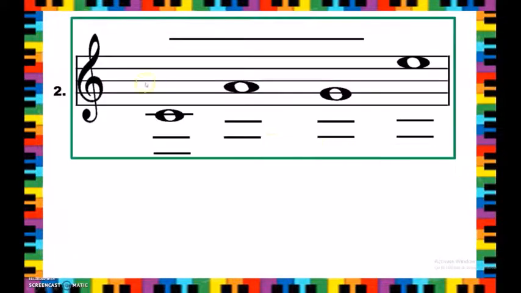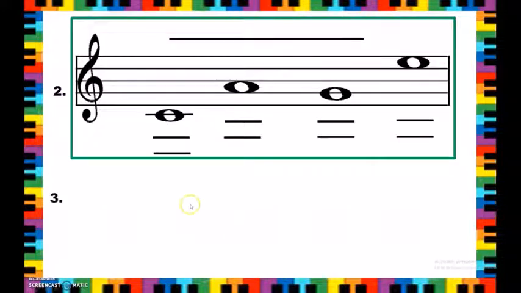And this is number 2. Write the scale or the major scale or the key signature. There is no sharp and no flat. What is the key signature? And in the first ledger line, what is the letter name and the SOFA syllable? So write the letter name here and the SOFA syllable here.